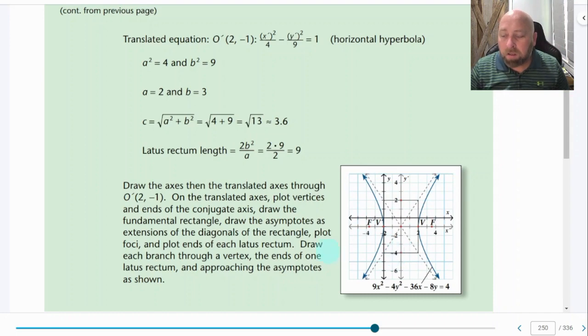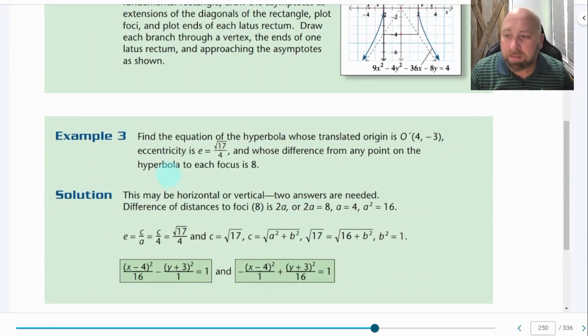All right, one more thing, the last thing is, what if they just give you some points, some translated origins, the eccentricity? You're just going to work your way backwards. All right, so we know what eccentricity is. It is c over a. The difference from any point on the hyperbola to each focus is 8. So we know that we would basically cut that in half and do different things. So if they give you that, you're just going to work backwards from the information that you know.